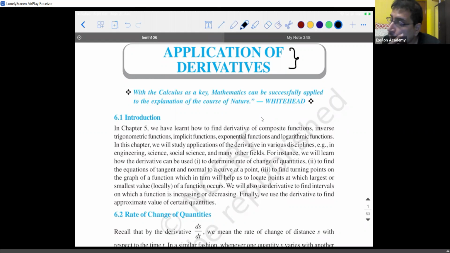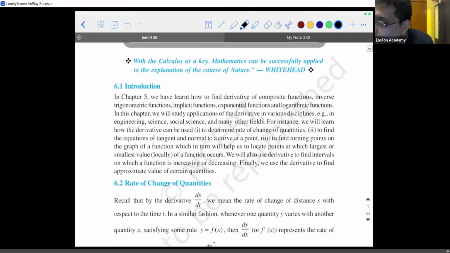Now comes an important question. Why am I calling derivative or differentiation as a tool? Because it has some applications, which we are going to see in this chapter. So last chapter, we got ready with how to use this tool. Now we are going to apply it. Basically, if you see where this is applied, it is applicable in various disciplines like engineering, science, social science, and many other fields.